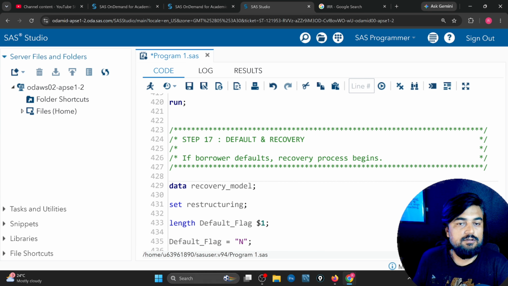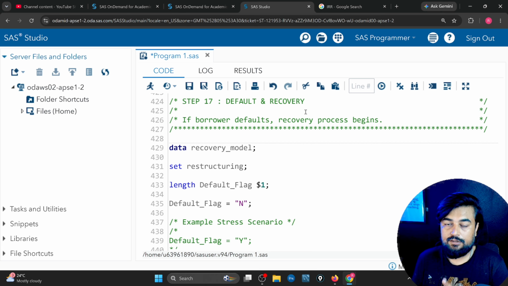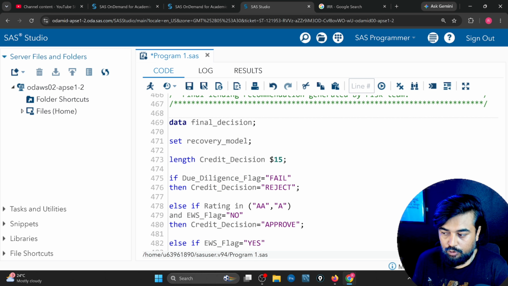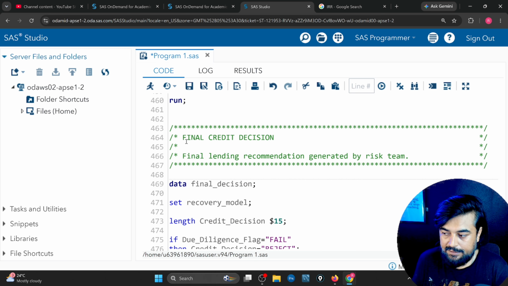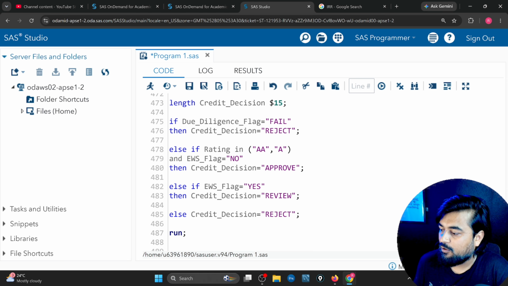Then if any company defaults, there will always be a module to check default and recovery. Although these big companies won't default so easily, you never know. Now this default flag and recovery module will be there, and in the last step we take the final credit decision. The final lending recommendation is generated by the risk team in any of these banks in Bangalore, NCR, Hyderabad and so on.